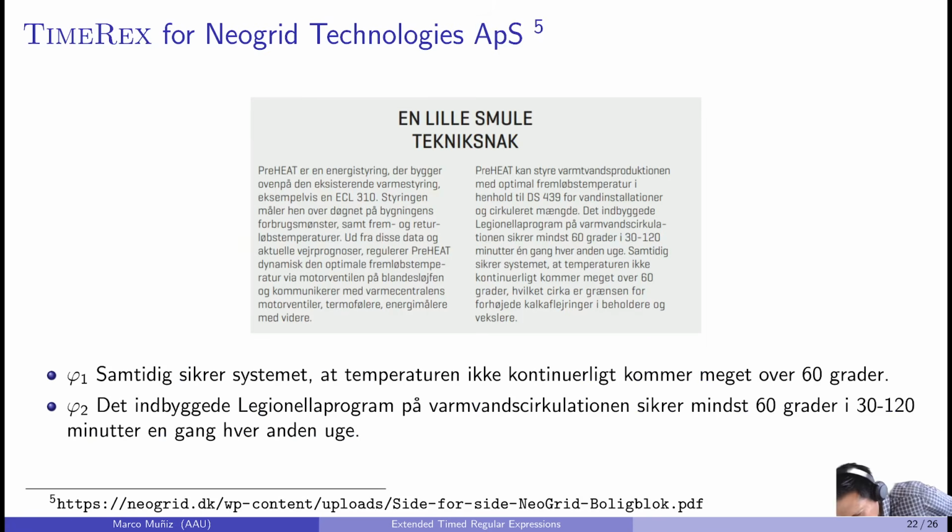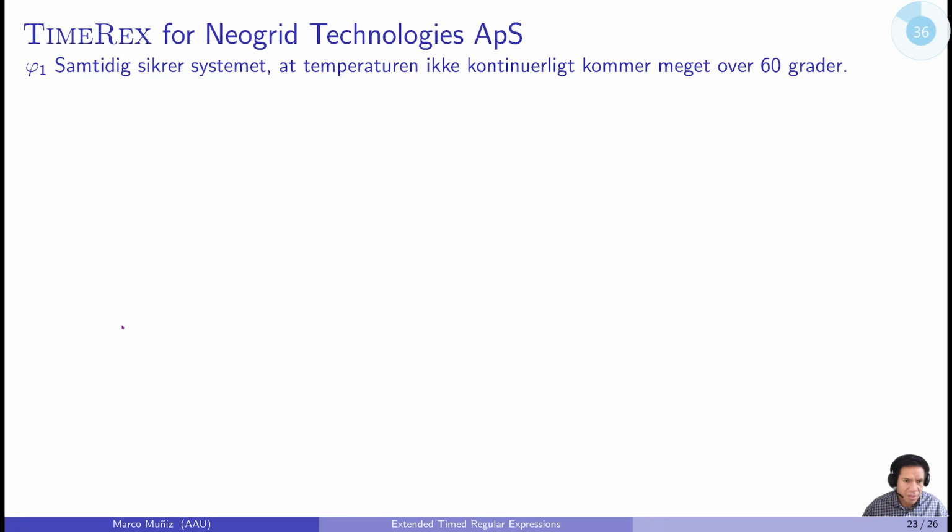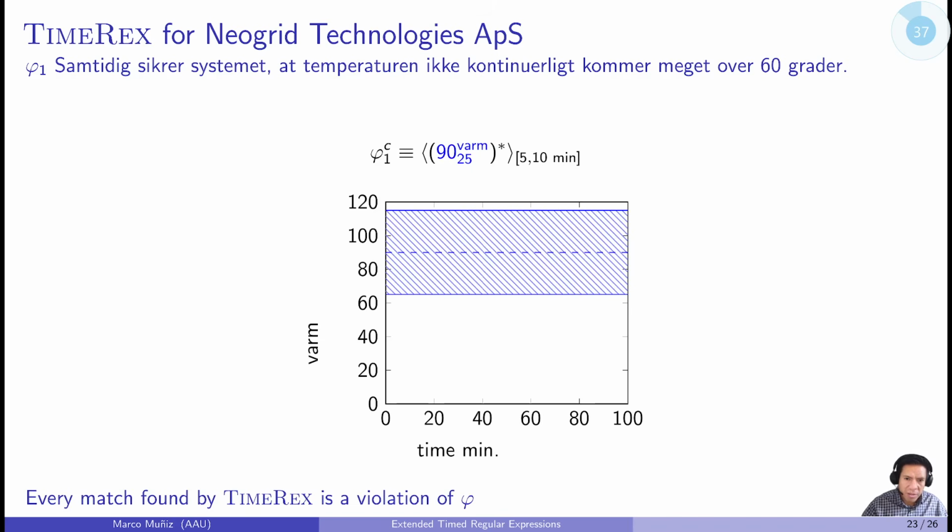Another ongoing case study: there is a company from Aalborg, NeoGrid. They have a pamphlet where they advertise their products. In particular, reading this little text, we detect two properties. The first property says that the system ensures that the temperature should not come over 60 degrees continuously. In Danish, so it's a little bit ambiguous, natural language, but we can encode this.